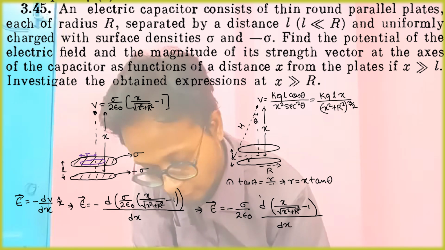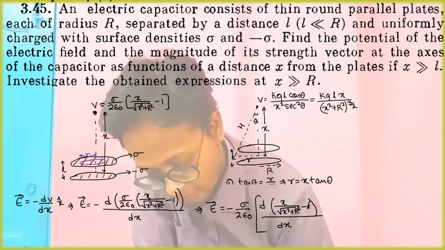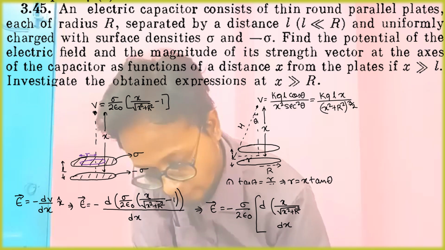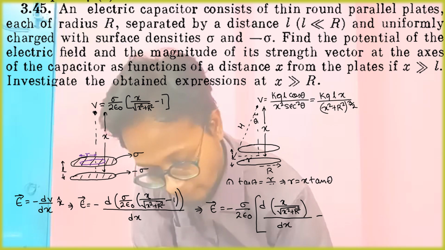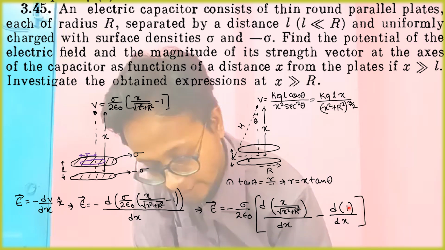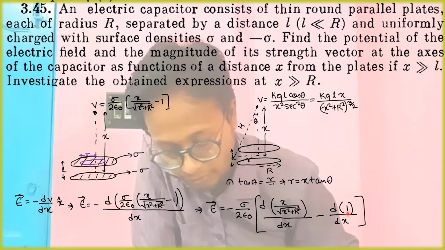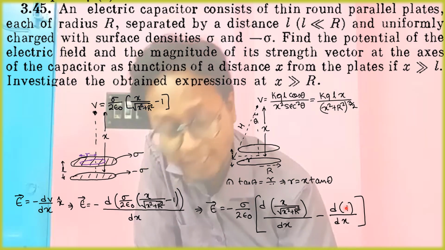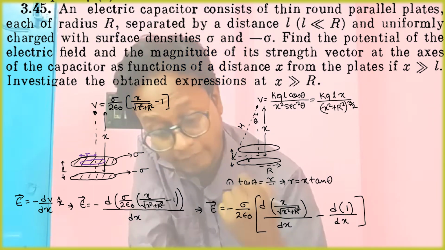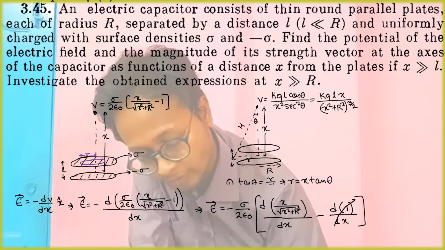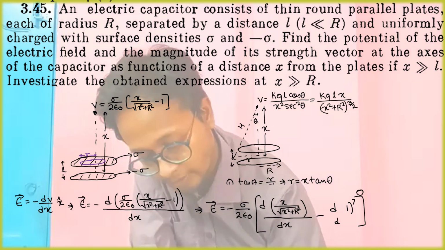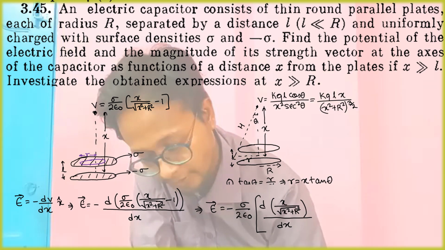This can be separated into two parts. See here, d of x by under root of x square plus r square, minus d of 1 by dx, isn't it? This minus 1 here, I just separated out. Understood? Now this 1 is a constant, no? So the differentiation of a constant is always equal to 0. So this will be equal to 0. Okay, so I'm erasing this. Understood? Now I have to differentiate this term with respect to x.